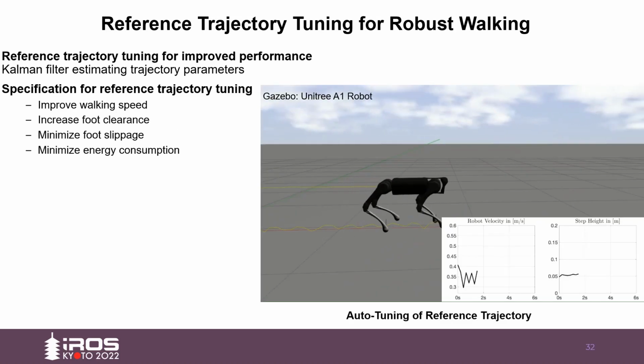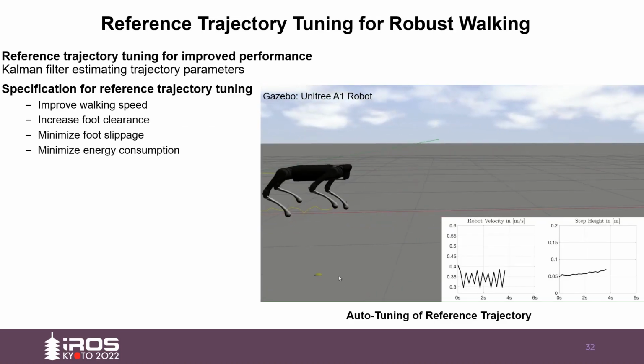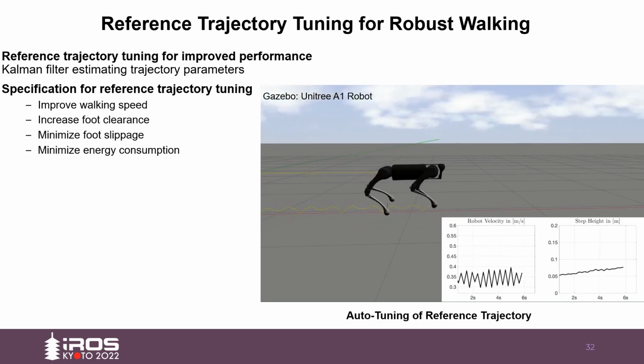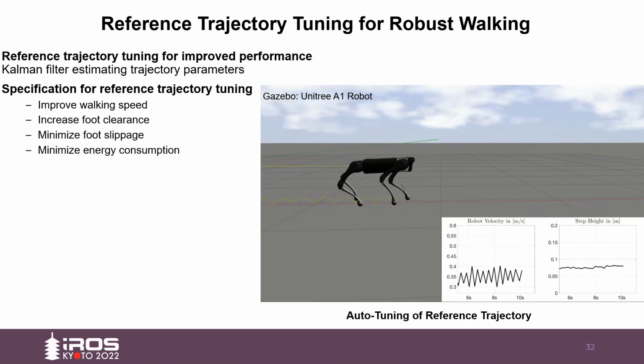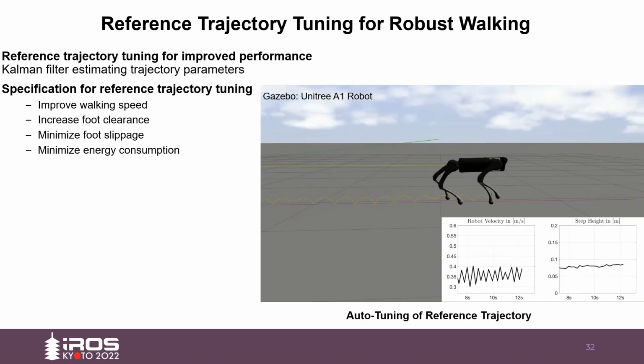Here we show our results when calibrating the reference trajectory directly, considering as training objectives improving walking speed, increasing foot clearance, minimizing foot slippage, and minimizing energy consumption.